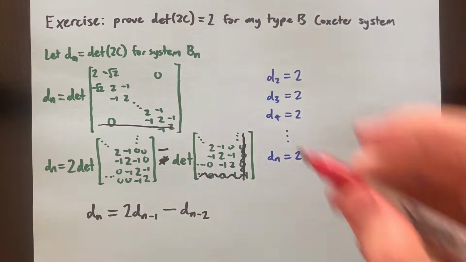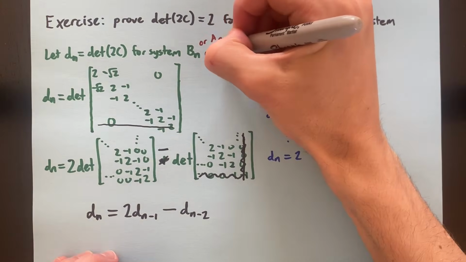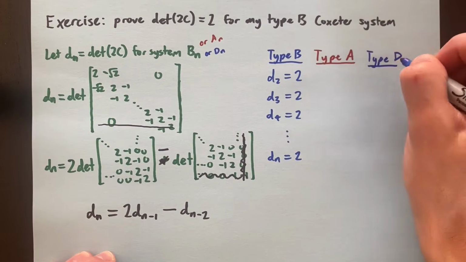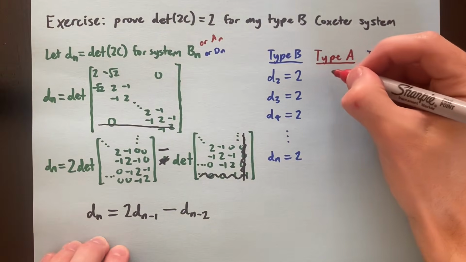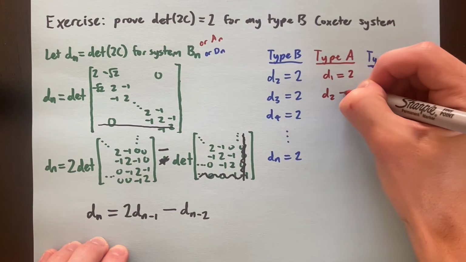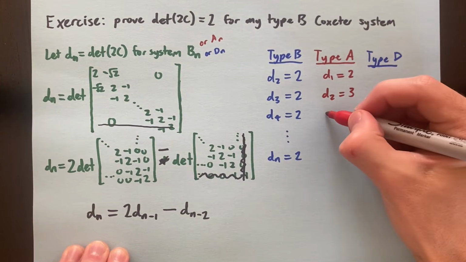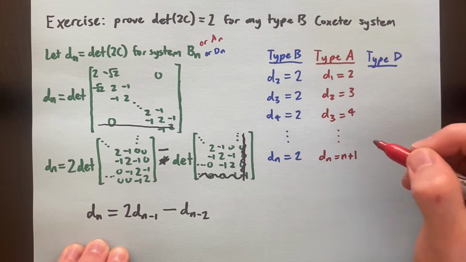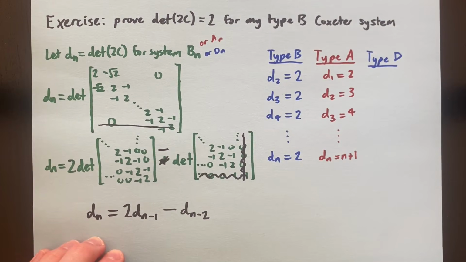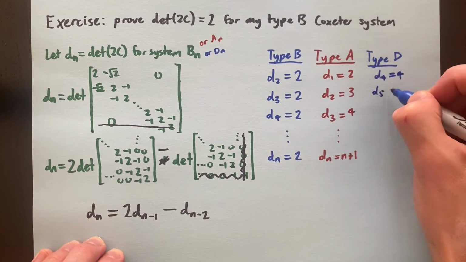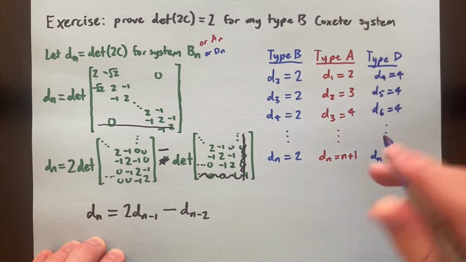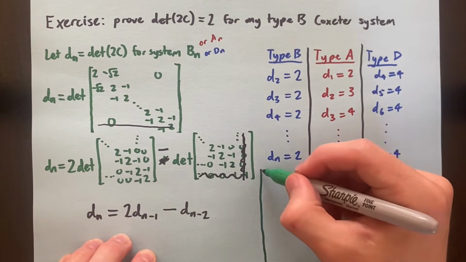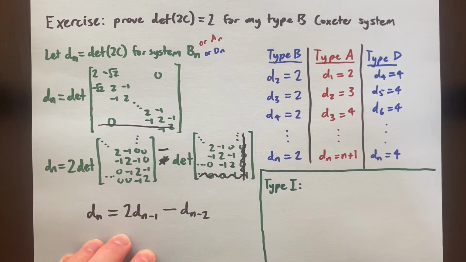Now, the types A and D are also produced by extending a single chain of nodes, so they give exactly the same recurrence relation, but with different starting terms. The systems A1 and A2 have determinants 2 and 3 respectively, and then you can show by induction using the recurrence relation that the determinant for An is n plus 1. You can then check by the same method again that the determinant of the matrix 2C for any D-type system is always 4. Unfortunately, the I-type systems don't follow this recurrence relation, but that's okay.